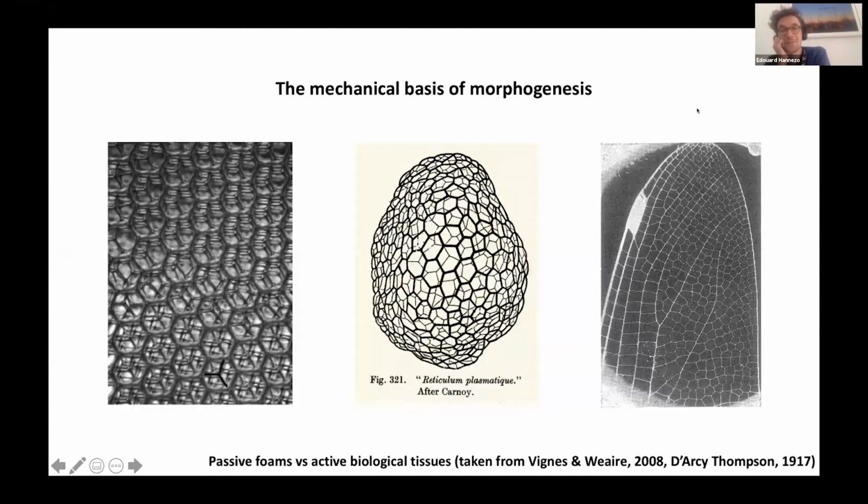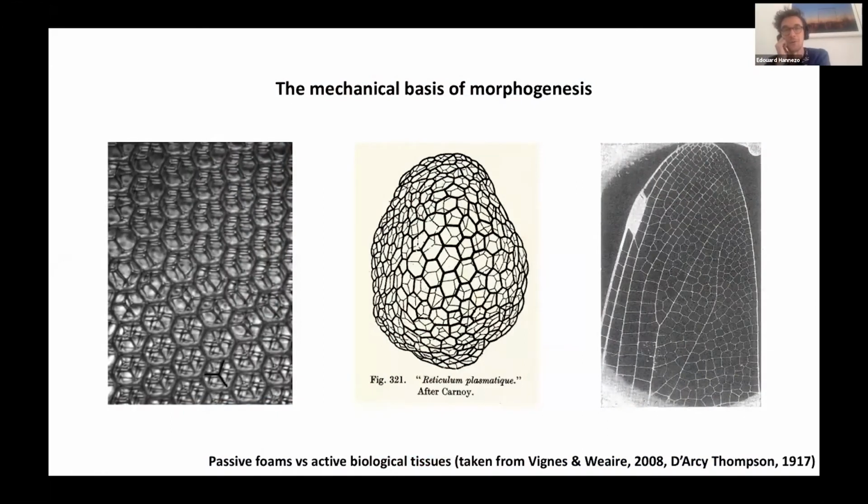Good afternoon. It's my pleasure indeed to introduce the speakers and also, very briefly in the next few minutes, the subject they will be talking about, which is the role of mechanical forces in tissue organization.